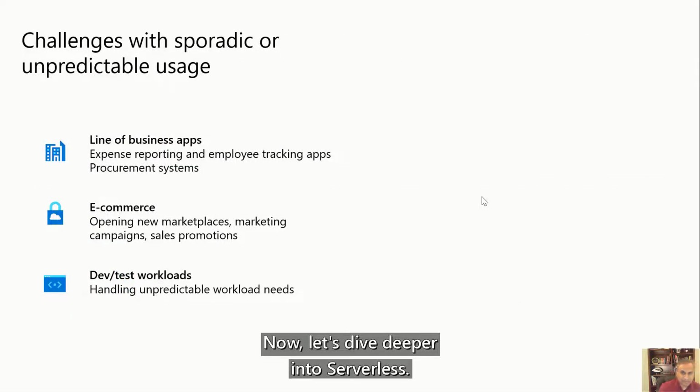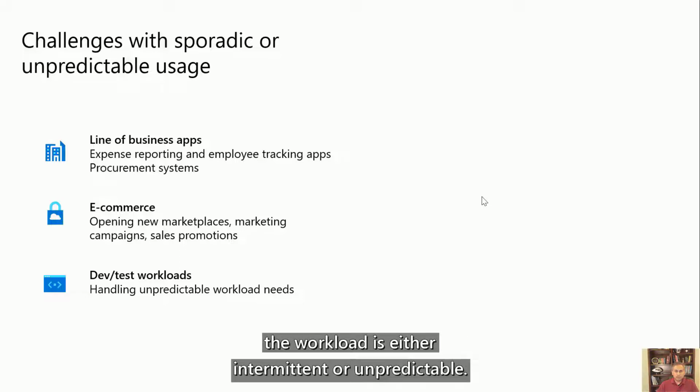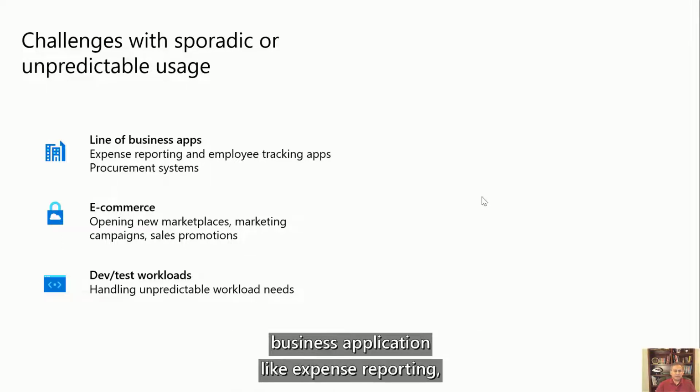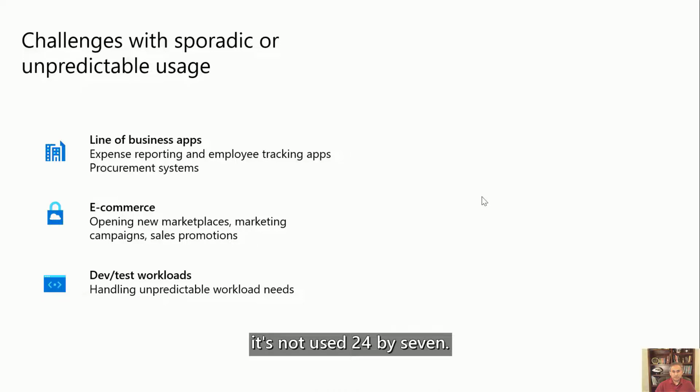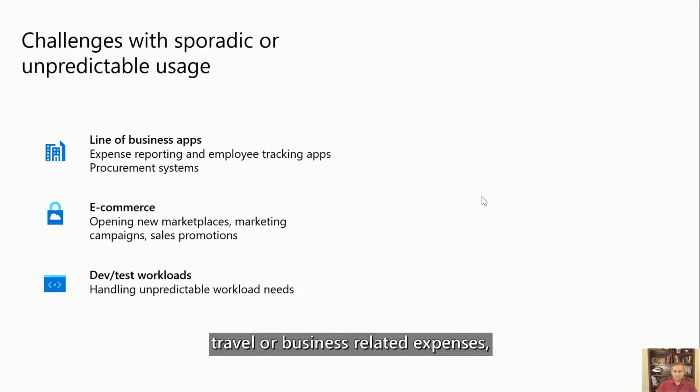Now let's dive deeper into serverless. So serverless is, as the name implies, ideal for scenarios where the workload is either intermittent or unpredictable. For example, if you have a line of business application like expense reporting, it's not used 24/7. Typically expense reports happen when somebody goes on travel or has business related expenses. So it's a very sporadic usage.